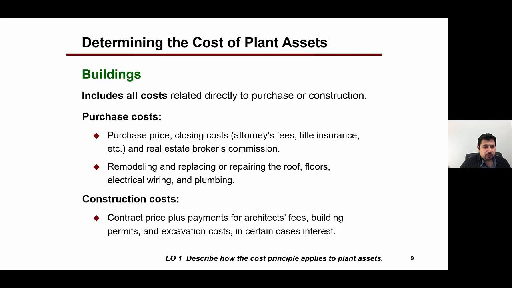If it were a building that the company constructs, in addition there's the architect's fees, the permits, the material, excavation costs, etc. And in certain cases, there is also interest. In certain cases, companies charge certain interest costs to the building's account itself. So the interest costs incurred to finance the project are included in the cost of the building when a significant period of time is required to get the building ready for use.